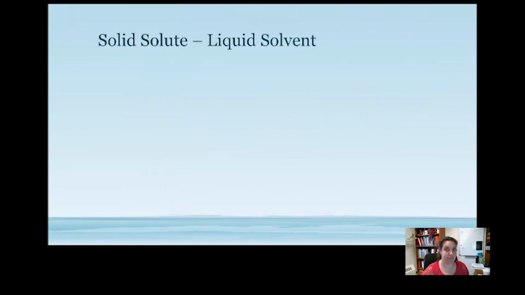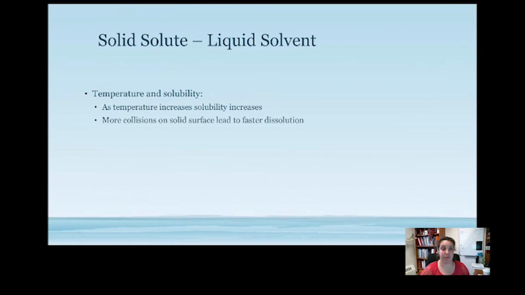So let's look at our different phases of solute and solvent. So if we have a liquid solvent with a solid solute dissolved in, when we think about temperature and solubility, as we increase that temperature, we're going to increase the solubility. So what happens as we increase the temperature, we have more collisions on the solid surface, leading to faster dissolution and more dissolving. We don't have crystallization occurring quite as much. Since they're moving faster, they don't have the ability to form and attach. Pressure, no effect whatsoever.